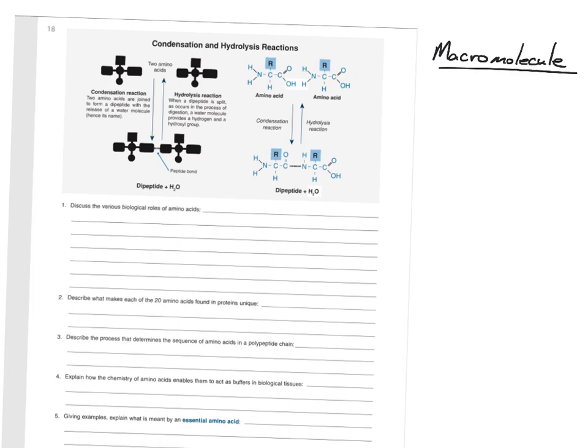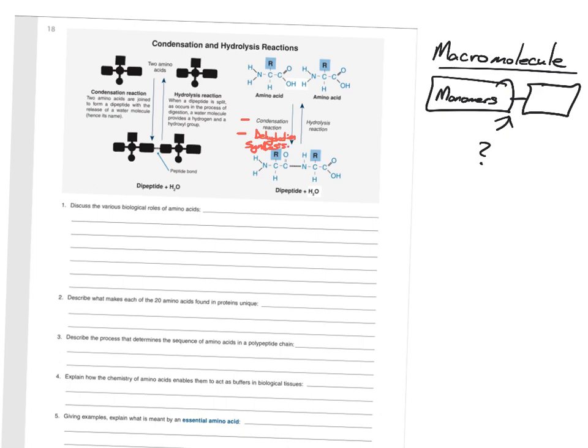So when we're trying to make a macromolecule, we're going to take two monomers and link them together. Well, how do we link them together, right? What's that process called? It's either going to be called condensation reaction or it's going to be called dehydration synthesis. Again, something we just covered on the previous slide.